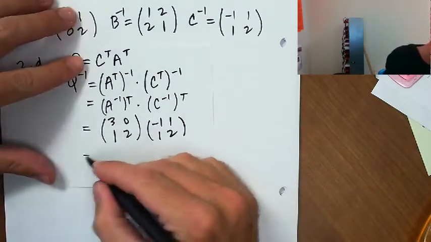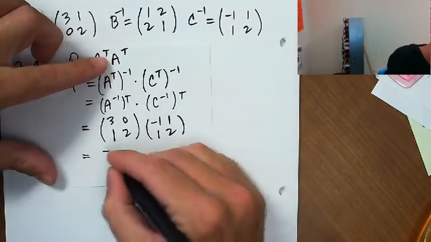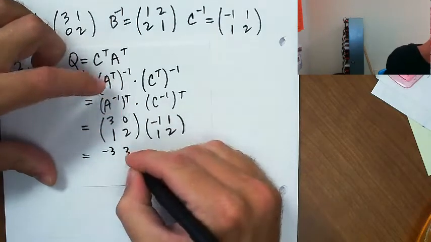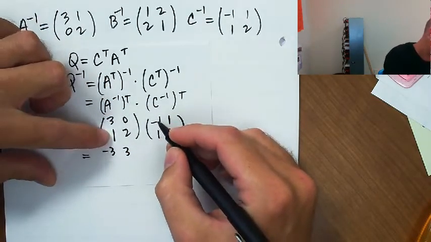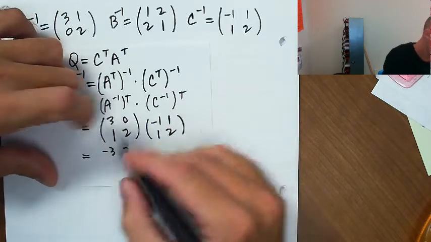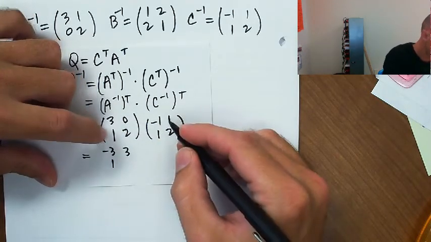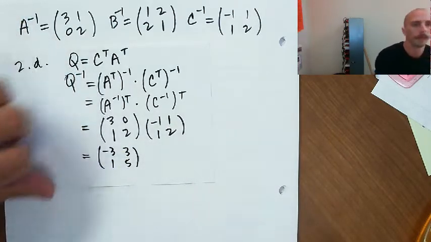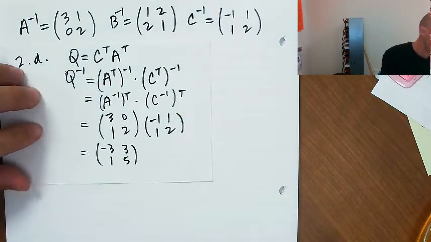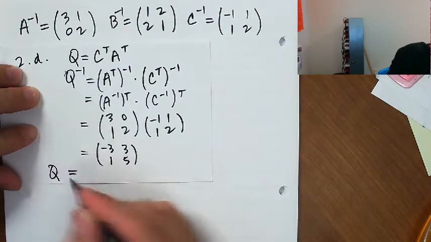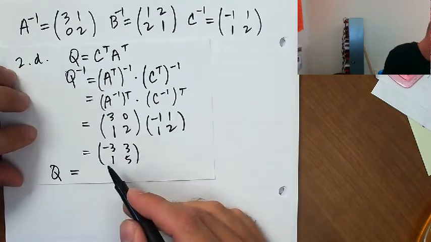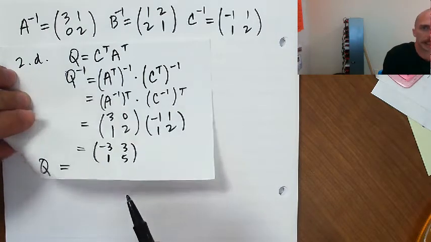Now I'm going to do the matrix multiplication. It's going to be negative 3 plus 0. Move to the right, 3 plus 0. And then move down, negative 1 plus 2. And move to the right, 1 plus 4. That's Q inverse. If I want to find Q, I'm going to find the determinant. Negative 15 minus 3 is negative 18.